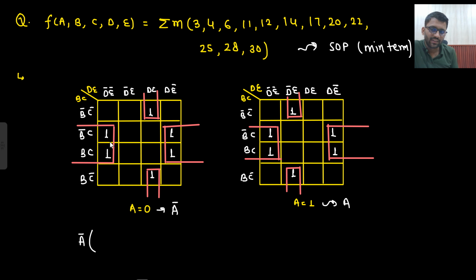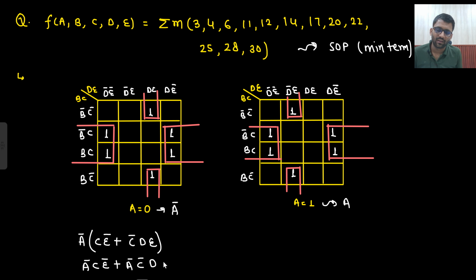Here what is constant? C is constant, and in this one E bar is constant. So C E bar plus, in this one which is constant? D is constant, and here C bar is constant. So C bar D E. Let's check back again. For A bar, C is constant here and E bar is constant, C E bar. So from here we are getting A bar C E bar plus, for A bar C bar, in this one D is constant and C bar is constant. So C bar D E bar.